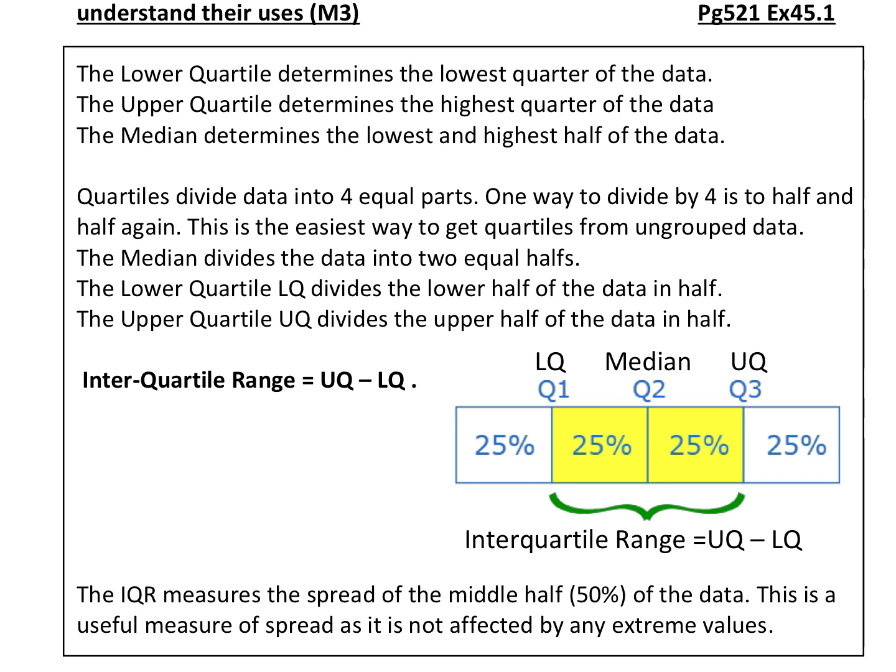This is a useful measure of spread as it is not affected by extreme values. The range is a measure of spread we've used before, but it goes from here to here, and if you've got extreme values, then the range will be affected. But if you're just staying in the middle half, the extreme values will not affect the spread. So we can use it.